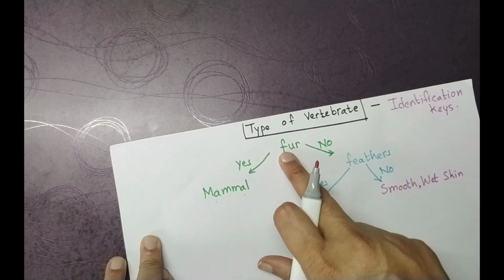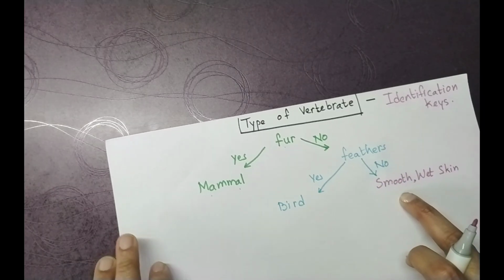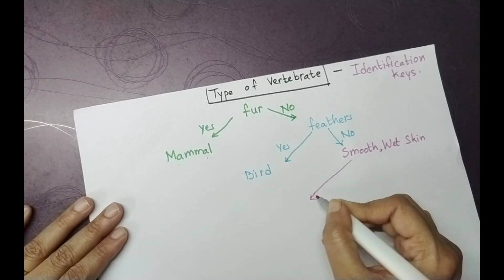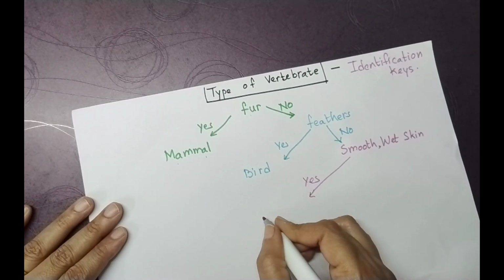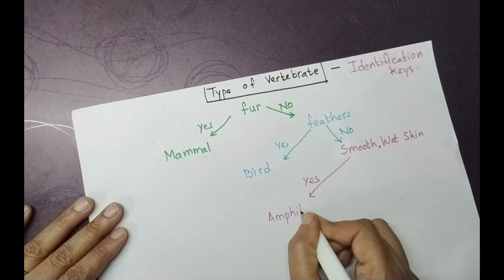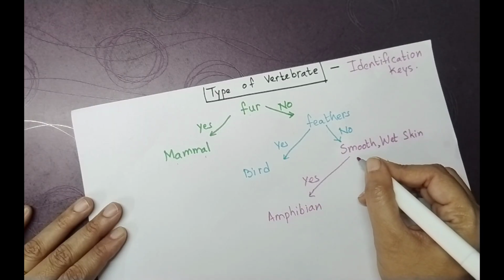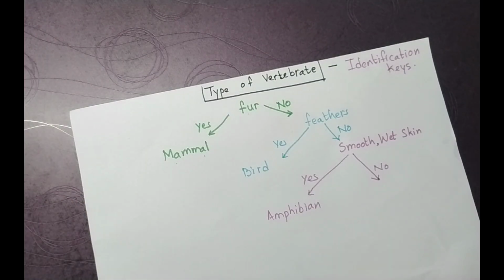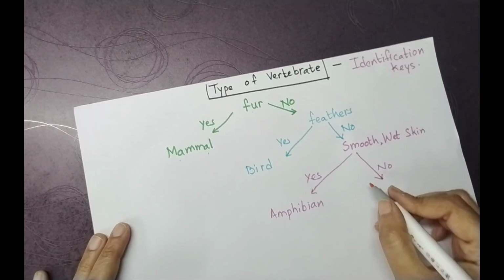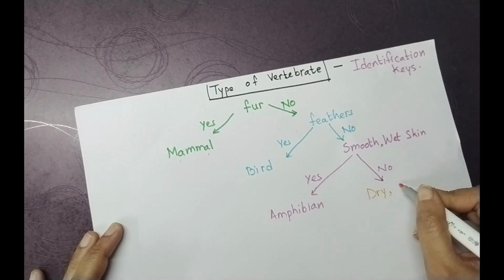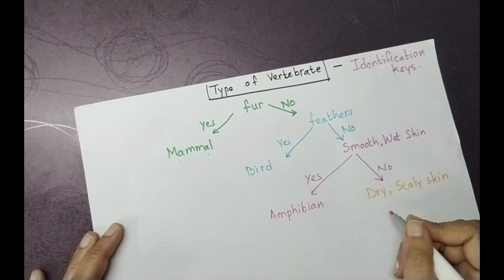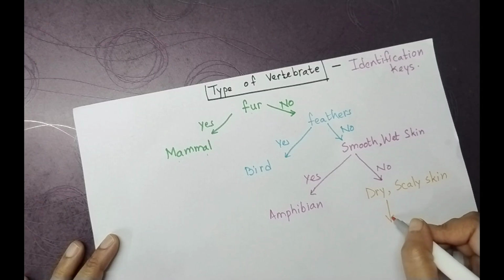Okay, now after checking feathers, we are checking smooth and wet skin. If it has smooth or wet skin, yes, if it is yes, then what would it be? It would be an amphibian. And if it is a no, then what do we have to check? The last criteria we will check is, does it have dry, scaly skin? If yes, then what would it be? It would be a reptile.